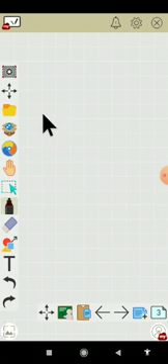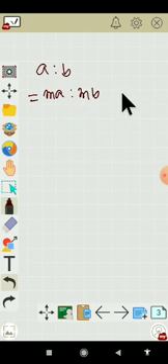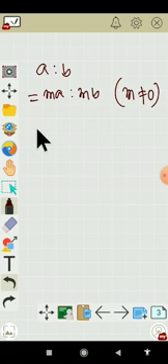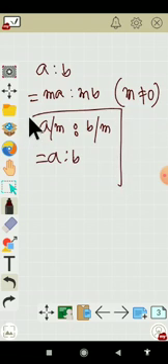So now one important result: if A is to B is there and you multiply with a non-zero number m, then their value will not be changed. Here m is a non-zero number, that means m is not equal to 0. Similarly, if you divide by a non-zero number, then also its value will not be changed. So these all are similar.